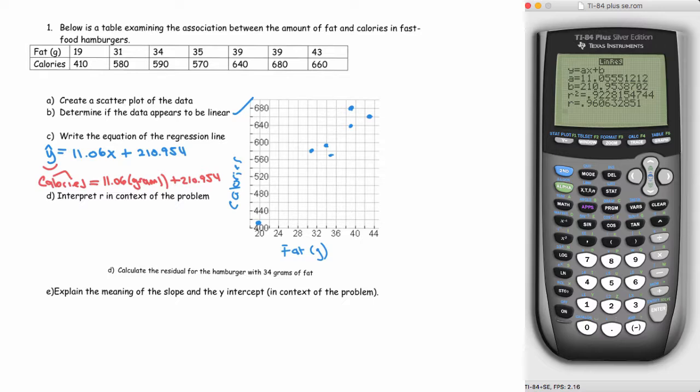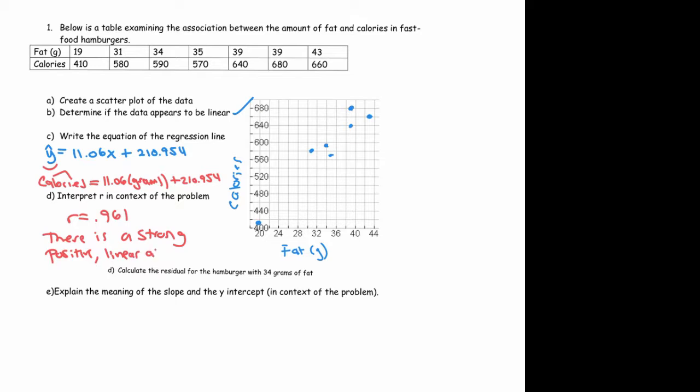So this says interpret R in the context of the problem. You can see on the screen that R equals 0.961 about. And so what this would say, because this is so close to 1, we interpret this to mean there is a strong positive linear association between grams of fat and number of calories. Sorry, I'm running out of room here.